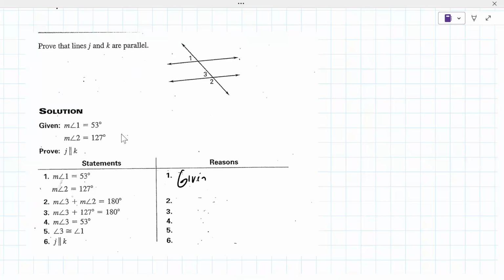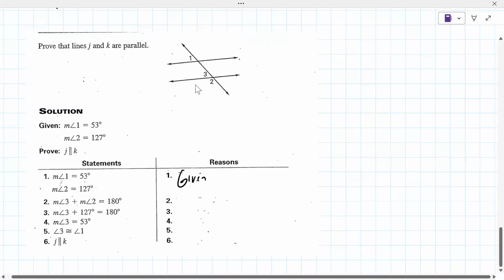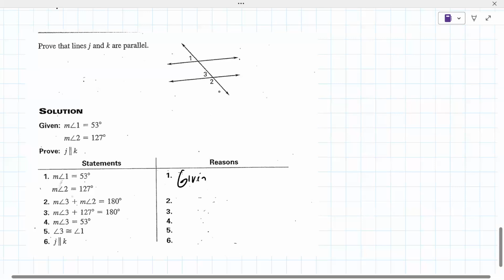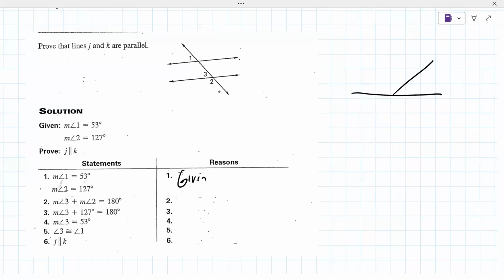Why is it that measure of angle 3 and measure of angle 2 equal 180? What is it about those two angles that they have to add up to 180? And this is maybe the better picture. Imagine that that's 3 and that's 2. Why do they add up to 180? They're next to each other.